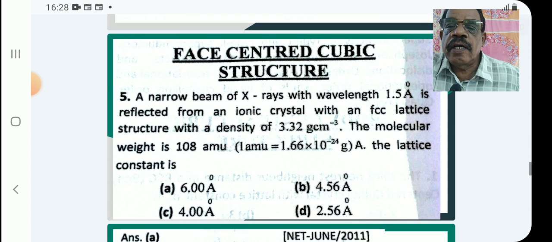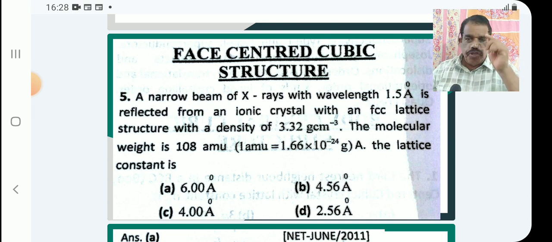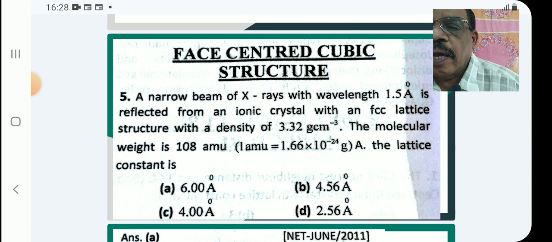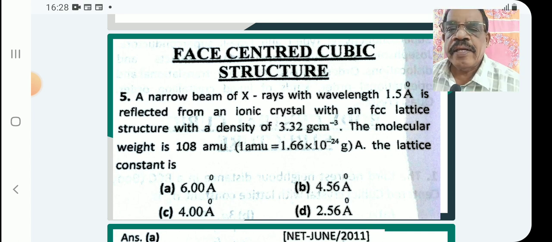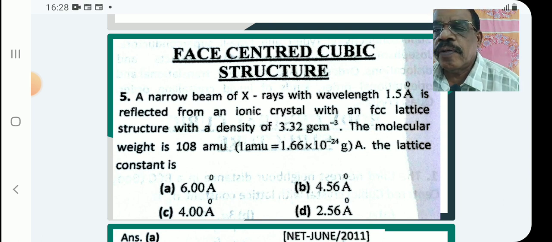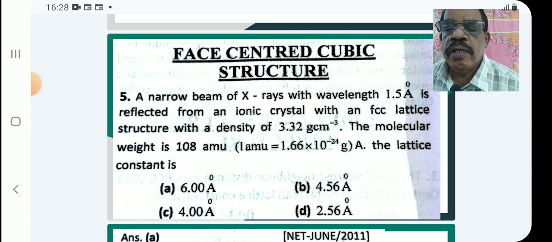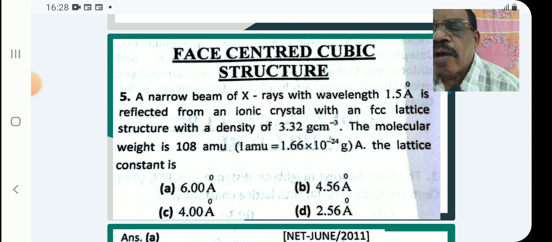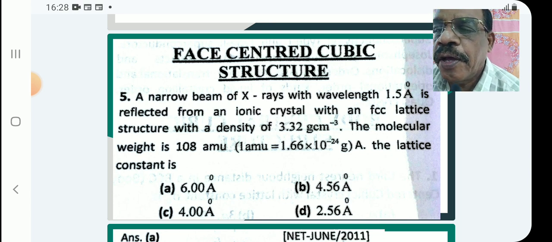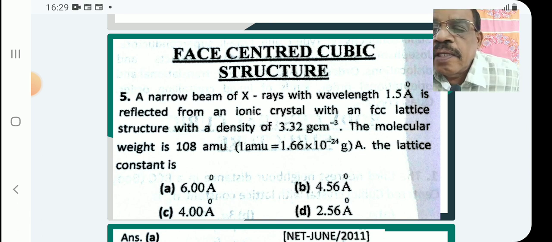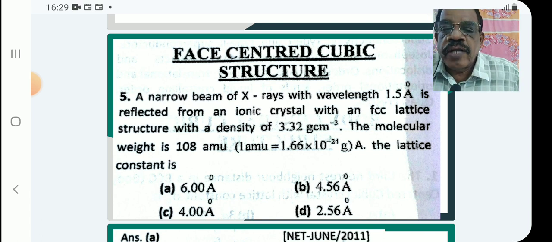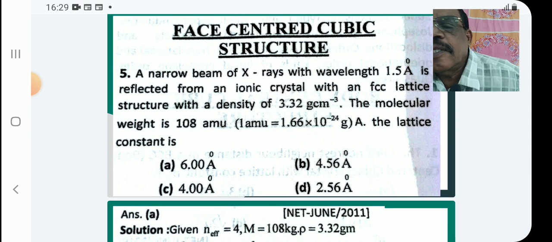Next is a face-centered cubic structure question. A narrow beam of X-rays with a wavelength of 1.5 angstrom is reflected from an ionic crystal with an FCC lattice structure with a density of 3.32 gram per centimeter cubed. The molecular weight is 108, maybe silver, and 1 AMU is 1.6 into 10 raised to minus 24 gram. The lattice constant is 6.00 angstrom, 4.56 angstrom, 4.00 angstrom, or 2.56 angstrom. If this question is repeated, you have to remember the answer. Answer A, that is 6.00 angstrom.